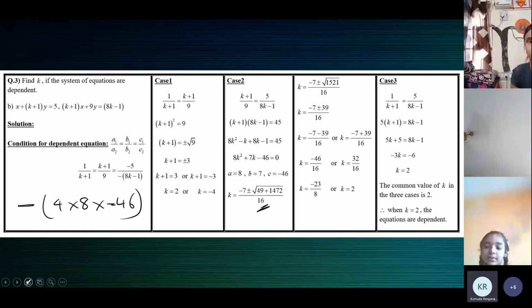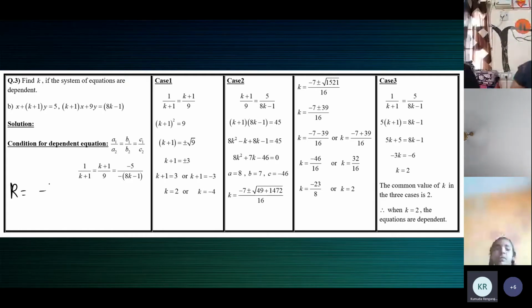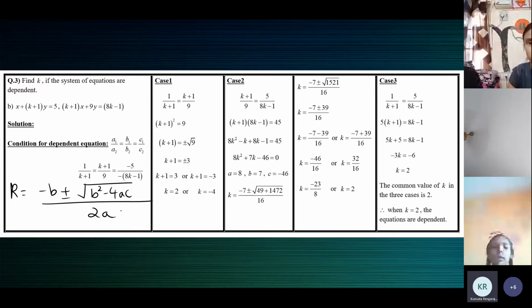I'll write the formula once again here for you. Take a screenshot along with the formula. Because the variable is k, k is equal to minus b plus or minus root of b square minus 4ac by 2a. This is the quadratic formula, and that's what I've used here.